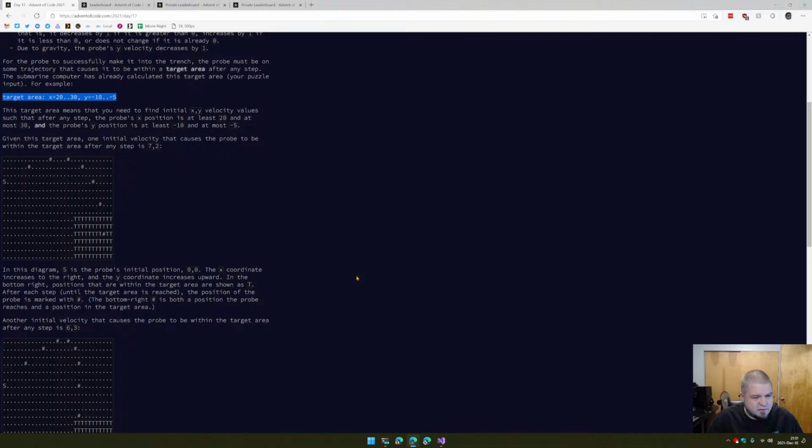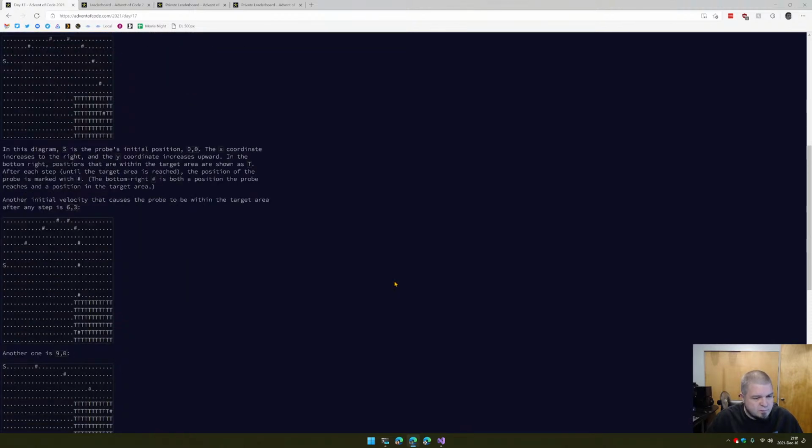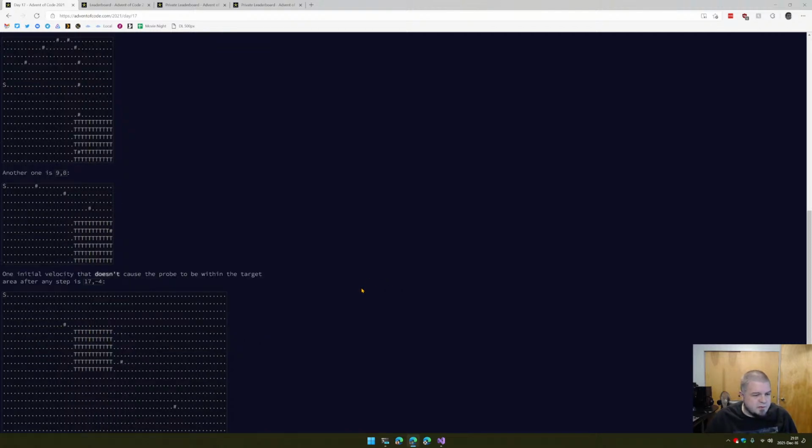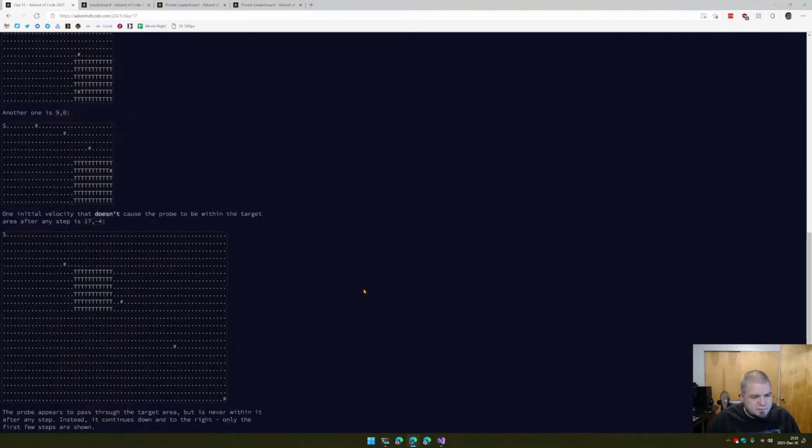In this diagram, S is the probe's initial position, 0, 0. X coordinate increases to the right, y coordinate increases upward. 6, 3 also works. 9, 0 also works. One initial velocity that doesn't cause the probe to be within the target range is 17, -4.